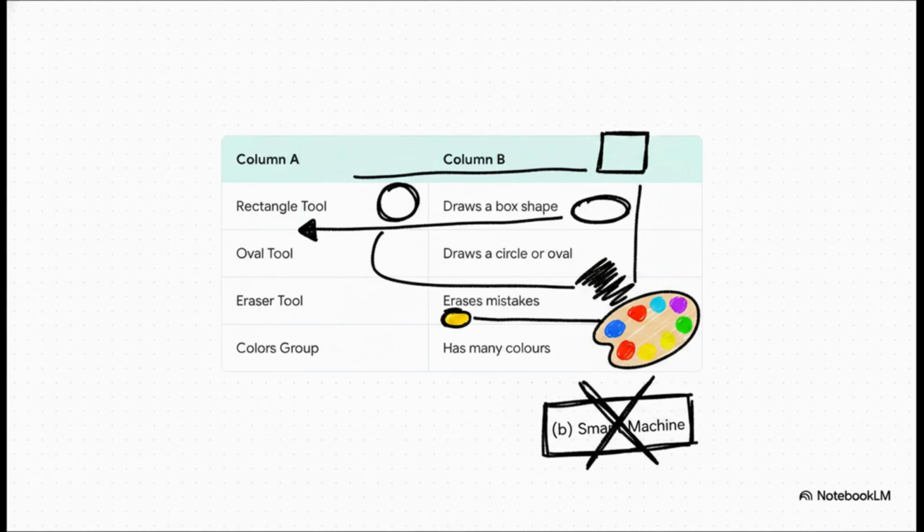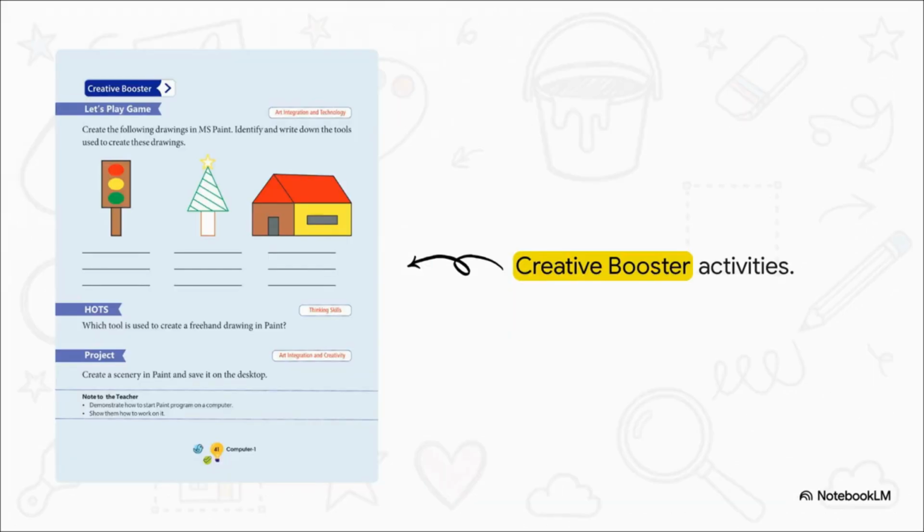But wait, did you notice what was left over? Option B, Smart Machine, was completely ignored. It was a total trick answer meant to distract us, but we didn't fall for it. All right, we've made it to the very last activity. Look at this creative booster.